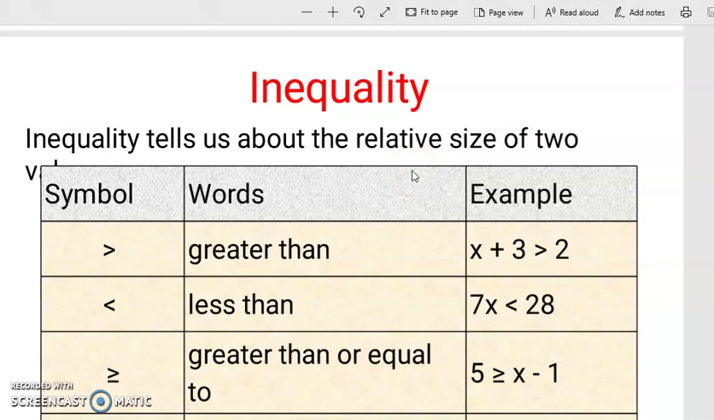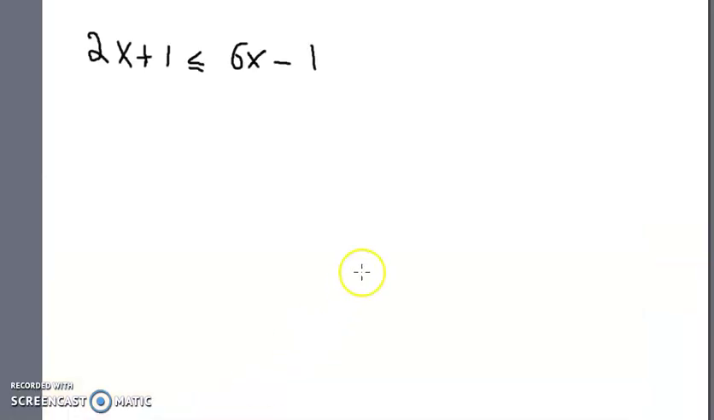Today we're going to continue with inequalities. When we are talking about inequalities, we are talking about the equation or the statement that shows the relative size of two sides. So it shows how the quantities are related to each other.